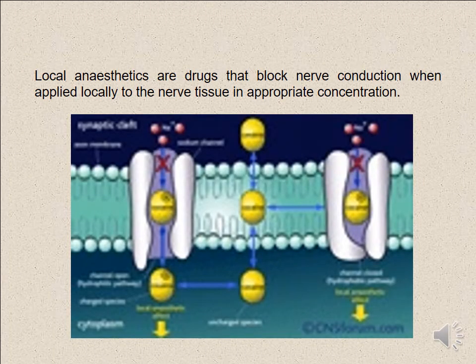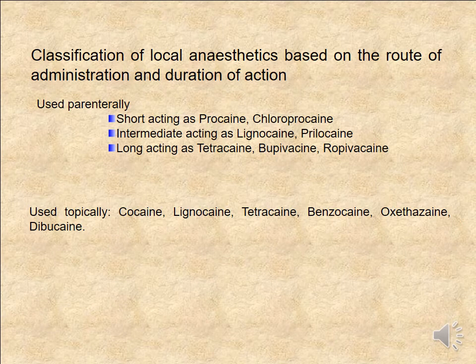What is local anesthesia? Local anesthesia are drugs that block nerve conduction when applied locally to nerve tissue in appropriate concentration. فهذا هو one of drugs that stop any sensation that travel from nerve end to the brain. We have many classifications for local anesthesia, but one of the important ones depends on the route of administration and duration of action. So, the route of administration is either parenterally as injectable in local anesthesia or topically.